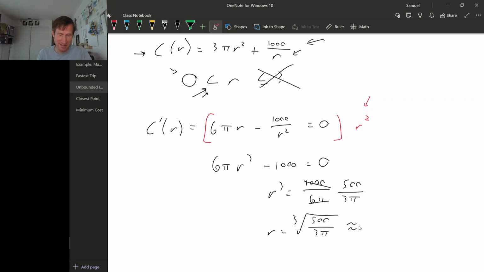I think that this calculator didn't do that right, so let me try that again. Let's see, 500 divided by 3 times pi. When in doubt, use more parentheses. To the power 1/3. I'll enter it that way. Okay, yeah.